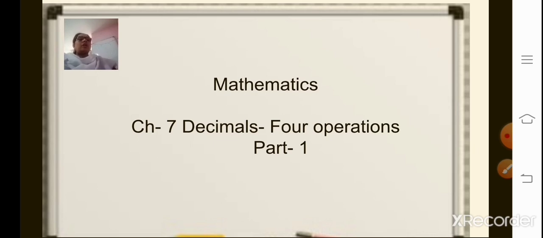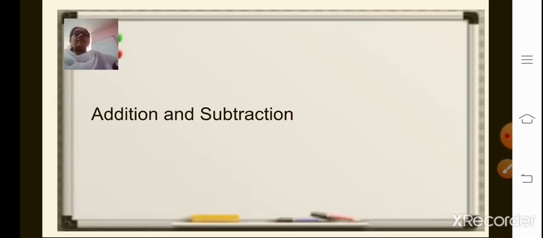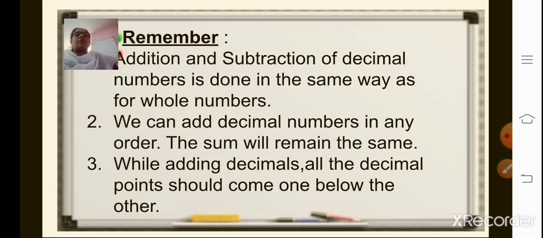Now in the last chapter we have already studied about like and unlike decimal numbers. And also we studied about conversion of unlike decimals to like decimals, and also we did converting decimal fractions to decimal numbers. Then in the end we also studied comparison of decimal numbers. So today in chapter 7 we'll be learning about decimal numbers and their four operations. That is how to add, subtract, multiply and divide decimal numbers. So today let us start with addition and subtraction of decimal numbers.